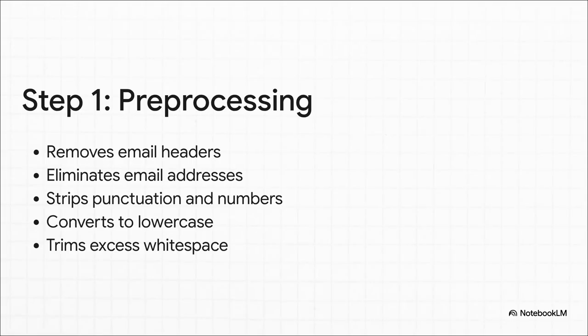Okay, first things first, and this is maybe the most important step: pre-processing. You have to clean up the data. You've got to get rid of all the noise that could throw the model off. We're talking email headers, weird punctuation, extra spaces, so you're left with just the pure, meaningful text.